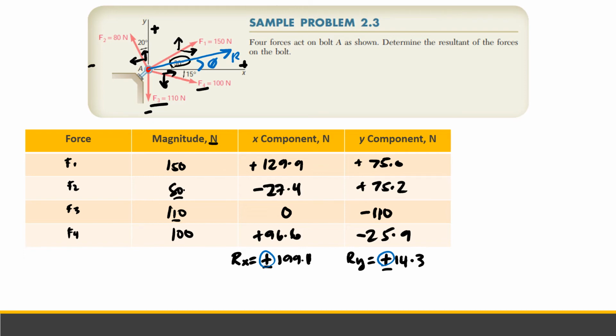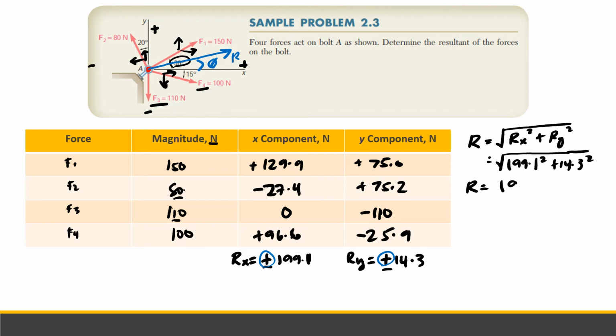Okay, so the magnitude R is equal to the square root of Rx squared plus Ry squared. So that is 199.1 squared plus 14.3 squared. So what is our magnitude? That is 199.6 Newton.